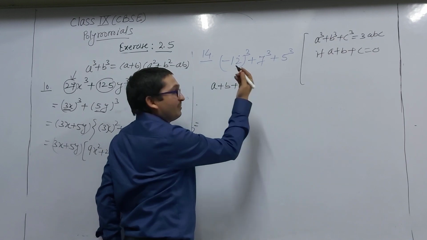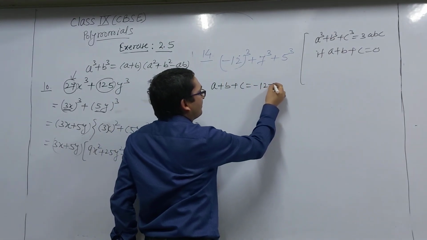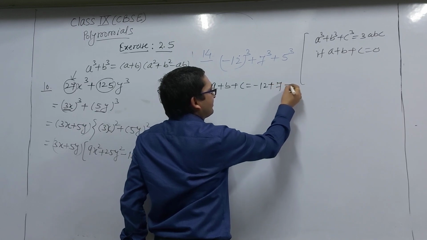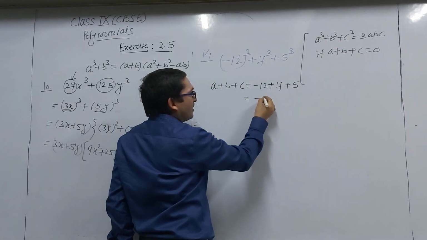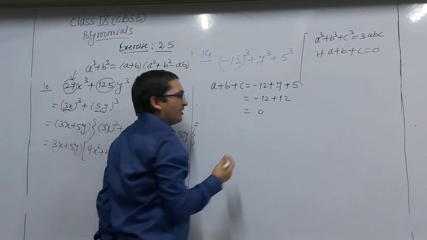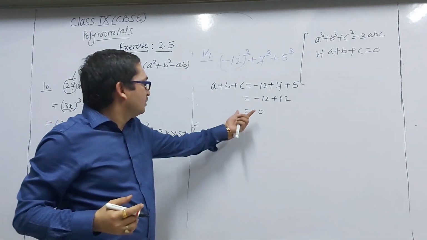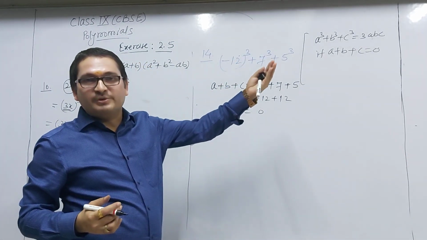What is the value of a plus b plus c over here? A means what? Minus 12. B means what? 7. And c means what? 5. Okay, so minus 12 plus 5 plus 7 is 12, we are getting 0. Wow. A plus b plus c equal to 0. Therefore, we can write a cube plus b cube plus c cube is equal to 3abc.